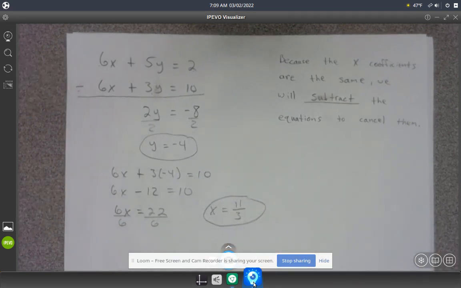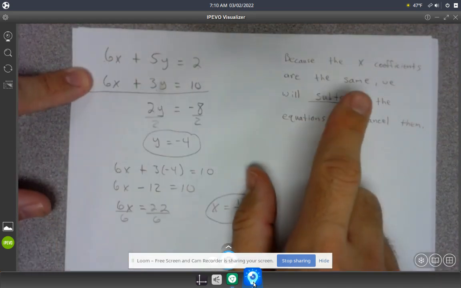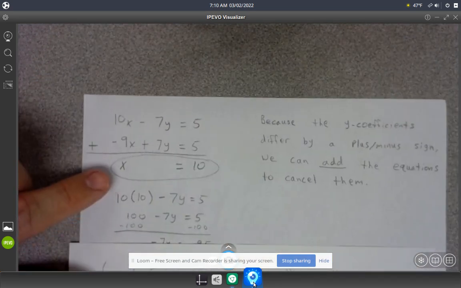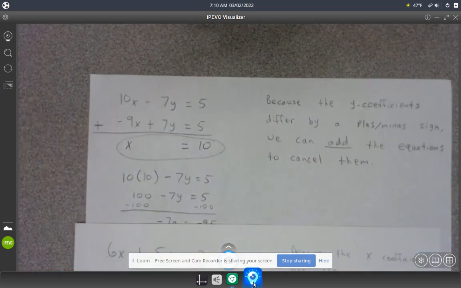Okay, there's a couple of examples, and I'll do another video with just more examples. That's the scheme. If the coefficients are the same, you will subtract the equations. If the coefficients are basically the same, but one's plus and one's minus, you'll add the two equations to cancel them out.